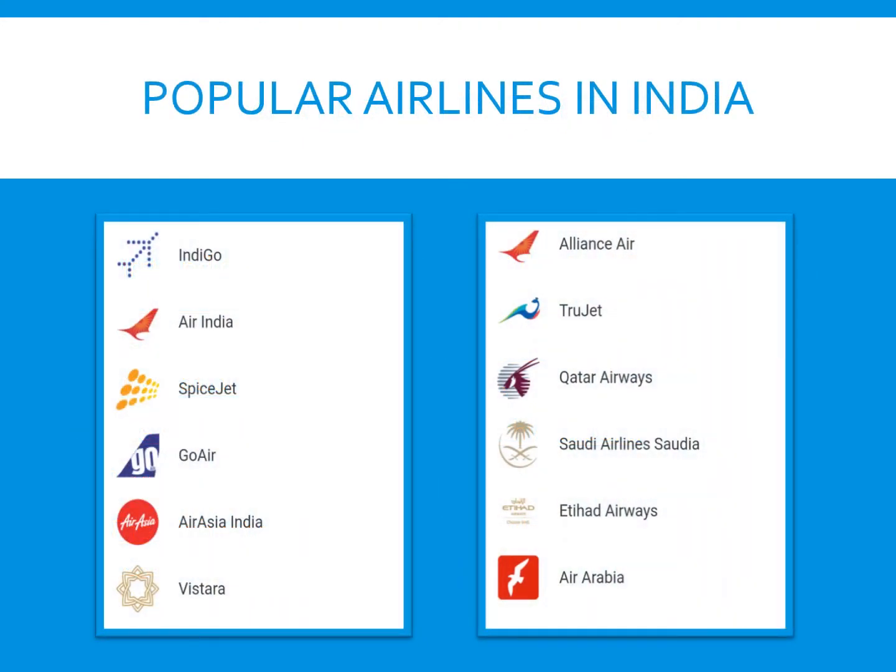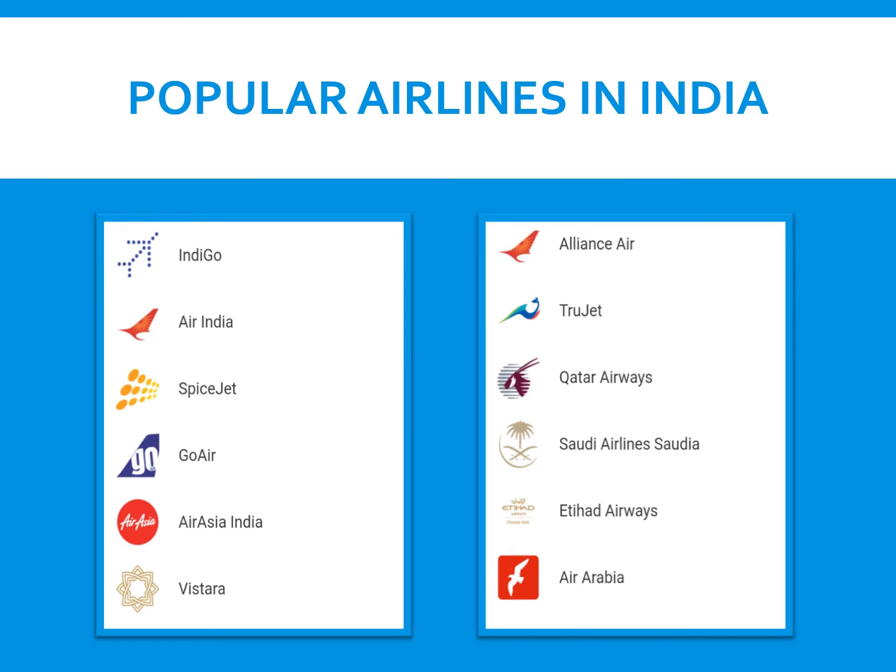Now, let's have some idea about the popular airlines in India. There are currently 39 airlines operating in India, including scheduled, regional, chartered, and cargo airlines. The scheduled airlines are the primary carriers who command a majority of domestic market share. Below, showing some popular airlines in India along with their logos. They are Indigo, Air India, SpiceJet, Go Air, Air Asia India, Vistara, Air Asia, TruJet, Qatar Airways, Saudi Airlines Saudia, Etihad Airways, and Air Arabia.